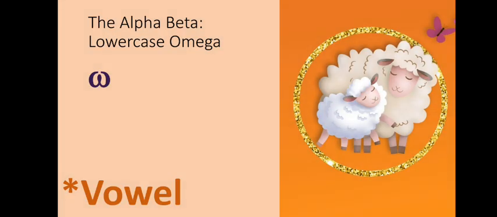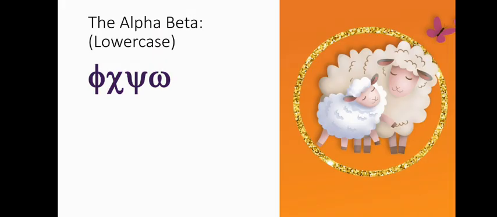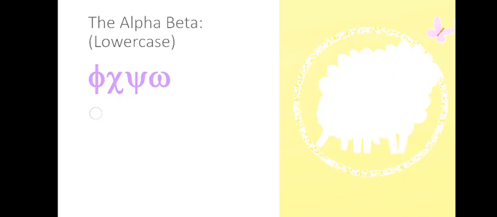And finally, omega. This is the lowercase. Omega looks a bit like a W. So this is a vowel. Now, phi, chi, psi, omega. Say it with me. Phi, chi, psi, omega.